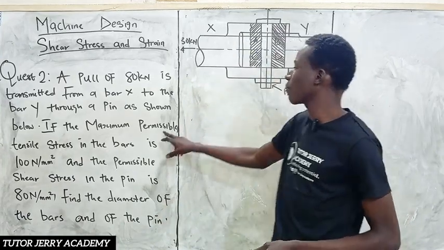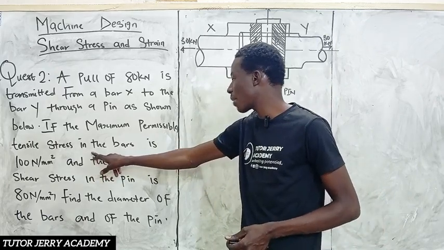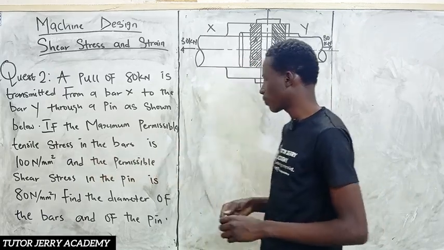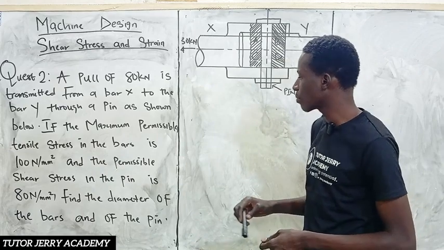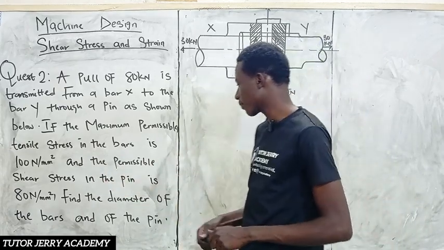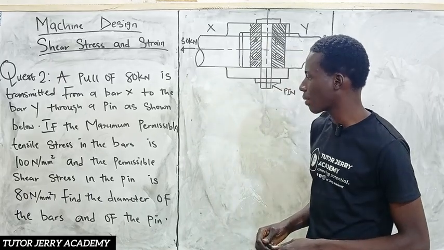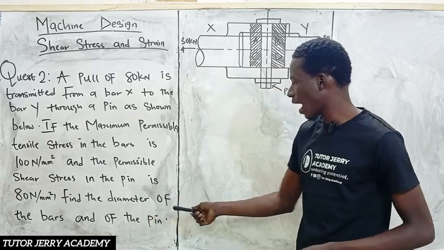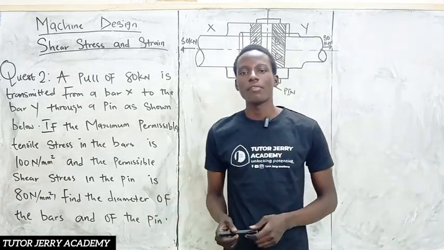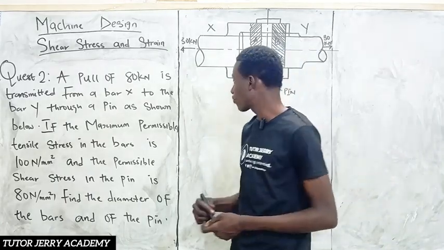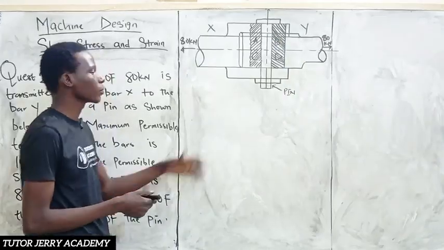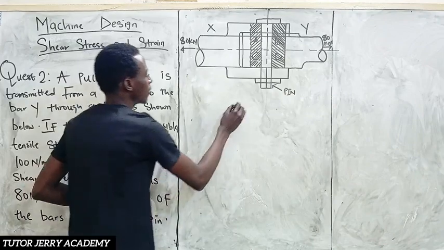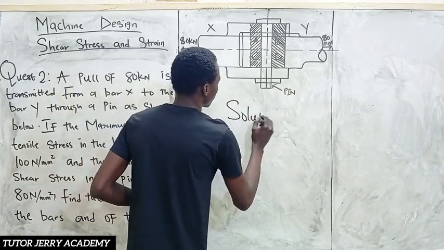Now if the maximum permissible tensile stress in the bar is 100 Newton per millimeter square and the permissible shear stress in the pin is 80 Newton per millimeter square, find the diameter of the bars and of the pin. So we are going to be bringing out our data here. So we say solution.